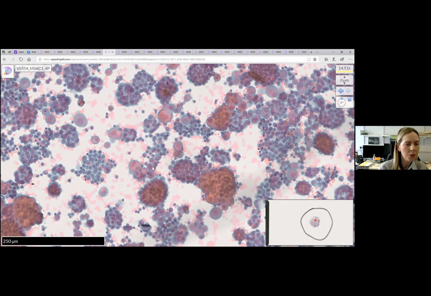And I think it's also important in the discussion of this case to say that you want to link it to the clinical history. So does the patient have a history of exposure to asbestos? Are there pleural plaques? Is there a concomitant biopsy that you can correlate with?